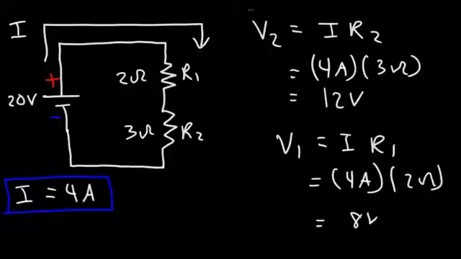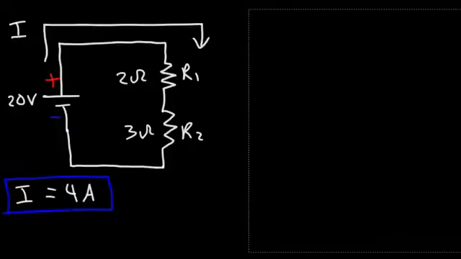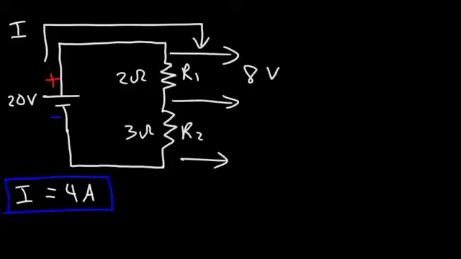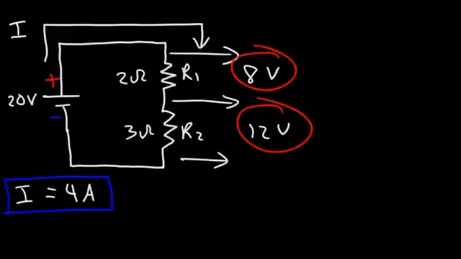So let's talk about what this means. If you were to take a voltmeter and connect it across R1, if you do it properly, you're going to get a voltage of 8 volts. If you do so across R2, you're going to get a voltage of 12 volts. Notice that the sum of the voltage drops in this circuit is equivalent to the voltage of the battery.